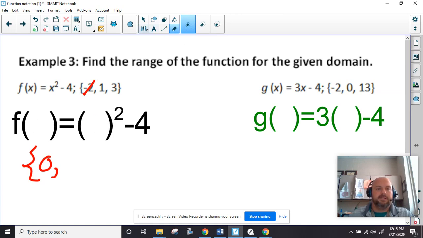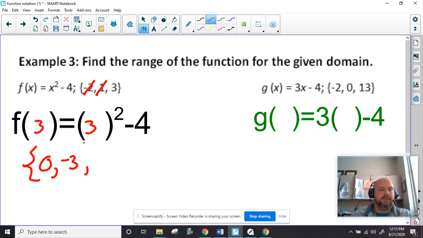And I'm erasing because I want to. All right, now I'm going to plug in 1. Now I could do it in the calculator. I'm not for this one because 1 times 1 squared is 1. 1 minus 4, so negative 3. So 1's done, and then we're going to do 3. Well, 3 squared is 9. 9 minus 4 is 5.